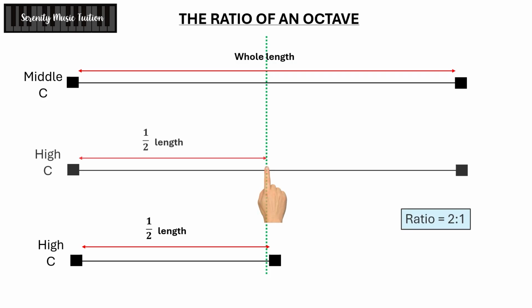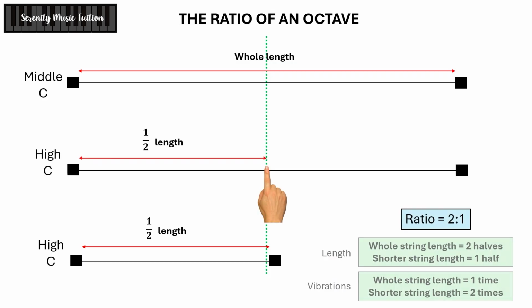The ratio of the strings is 2:1. The whole string length measures 2 halves and the shorter string length measures 1 half. Therefore, the ratio of the whole string length to the shorter string length is 2:1. The frequency vibrations are inversely proportional to the length. The shorter string vibrates 2 times for every 1 time of the whole string length.